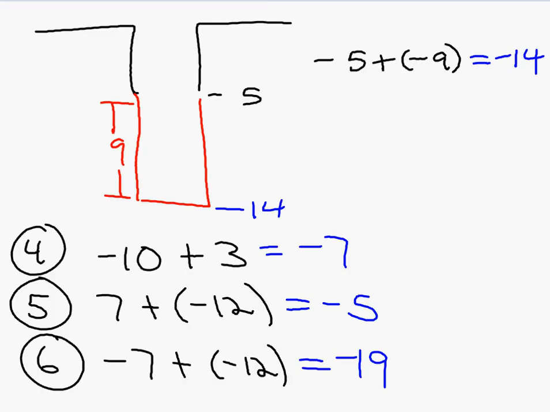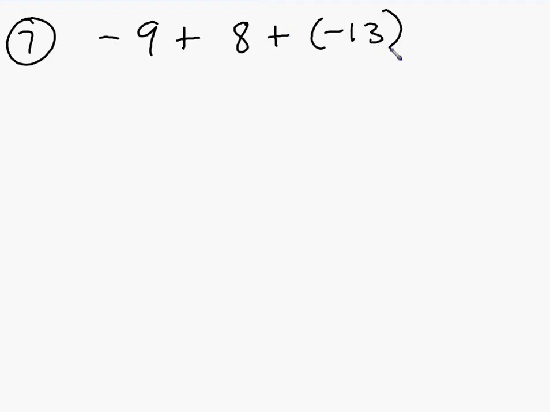You may see some other problems. Let's just call this problem number 7, where they give you 3 numbers like negative 9 plus 8 plus negative 13, something like that. And if they give you 3 integers added together, just take 2 at a time and work in order left to right.